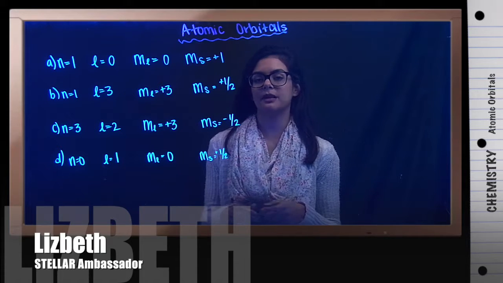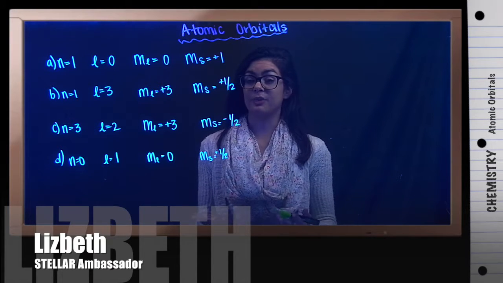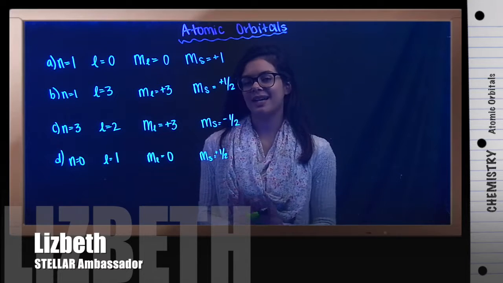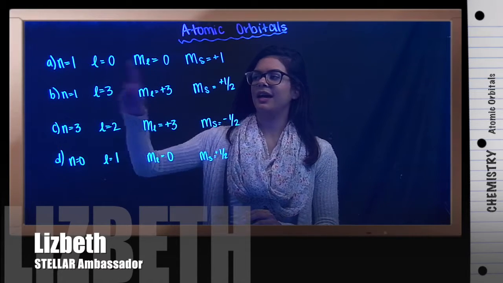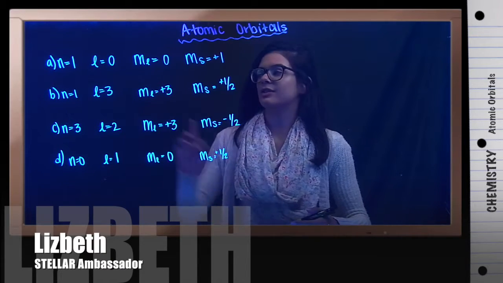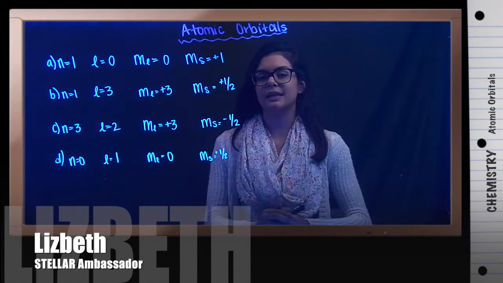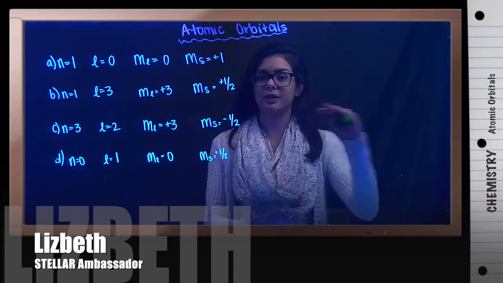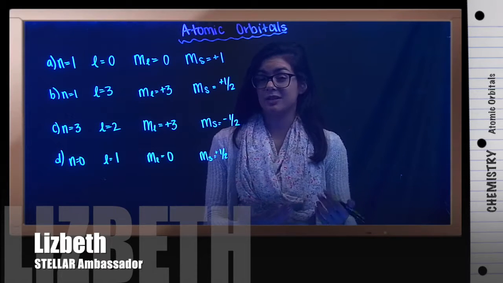Before we talk about atomic orbitals, we have to talk about the quantum numbers, which I have laid out here: n, l, m sub l, and m sub s. So n is your principal quantum number, and that's just found on the period where your element in question is found.